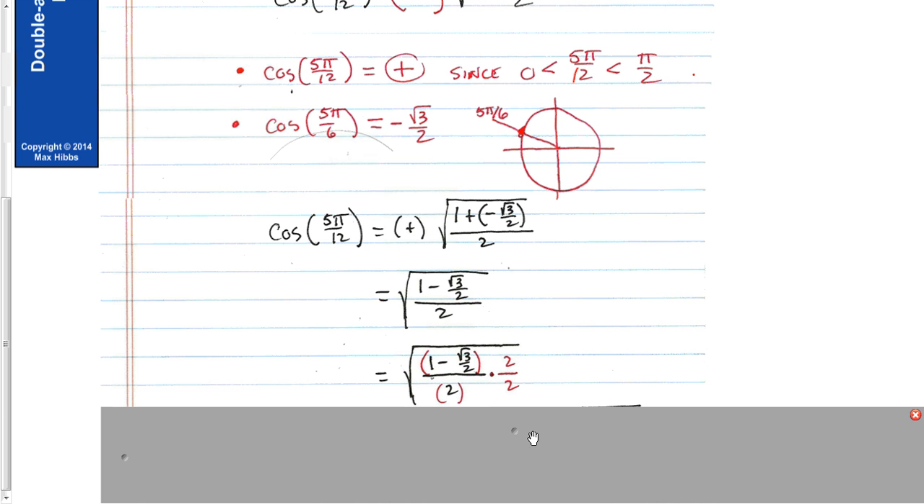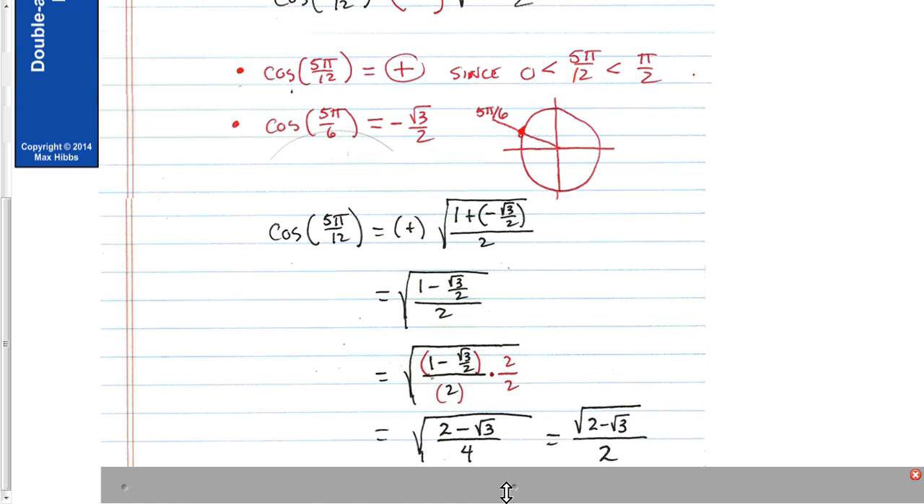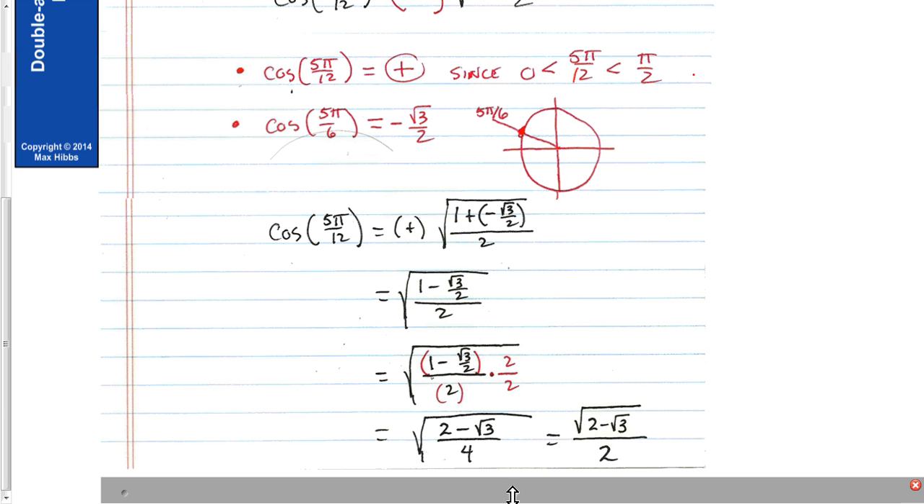So when we do that, you see that we multiply the numerator by 2, we get a 2 minus root 3. We multiply the denominator by 2, of course, we get a 4. And then we write the square root of a fraction as the square root of the numerator over the square root of the denominator. And once again, the square root of 4 is just a 2. So we have our final answer here. Again, it's a strange looking result, but it is in fact our answer.